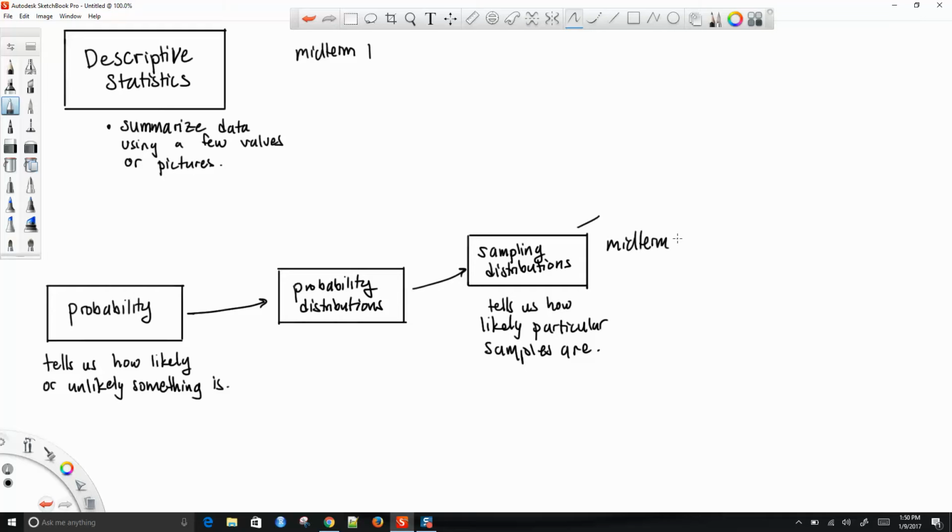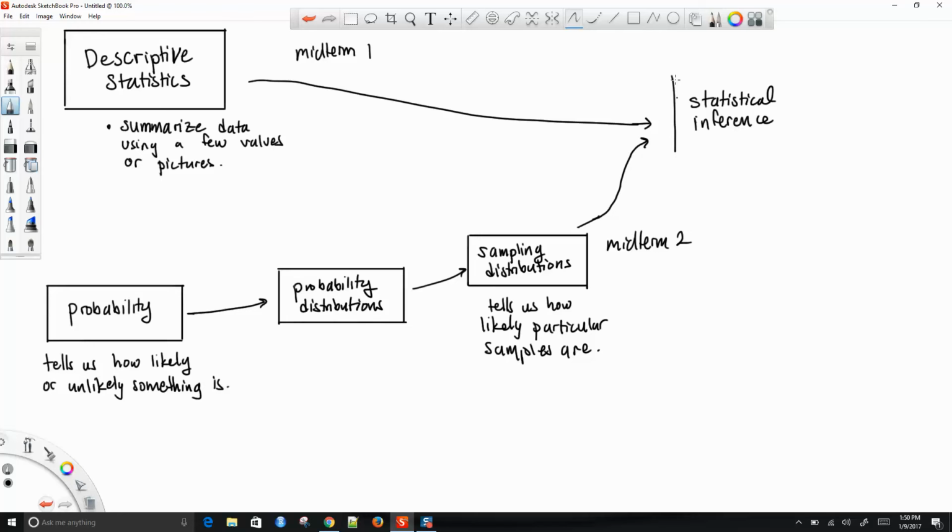Then we take our understanding of descriptive statistics, and our understanding of how likely or unlikely certain samples are, and we combine this into statistical inference. The idea behind statistical inference is we're going to look at data that we've collected and described. We will also look at the sampling distributions and see how likely or unlikely this is, and use those two parts to start making conclusions.